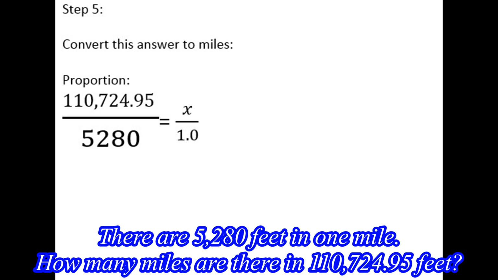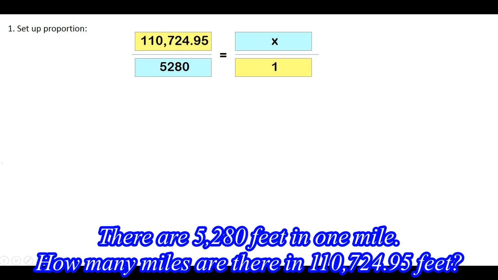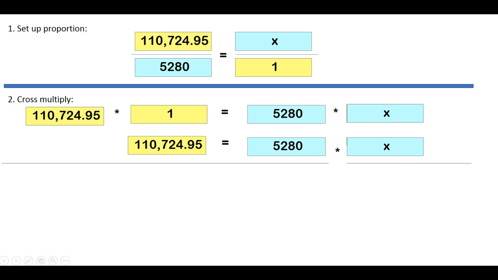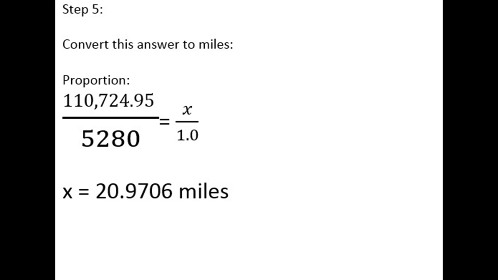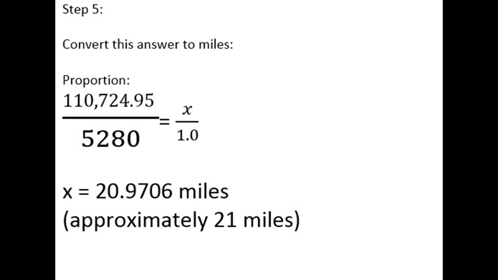The question wants us to give it in miles. So let's convert it. We're going to form another proportion. That 5,280 actually comes from the question. There's 5,280 feet in a mile. So there's our proportion. 110,724.95 over 5280 equals x over 1. So we break it down here. We divide by 5280. And what we get is 20.9706. All right. So there is our answer. X equals 20.9706. And that's about 21 miles if you round it to the nearest whole number.